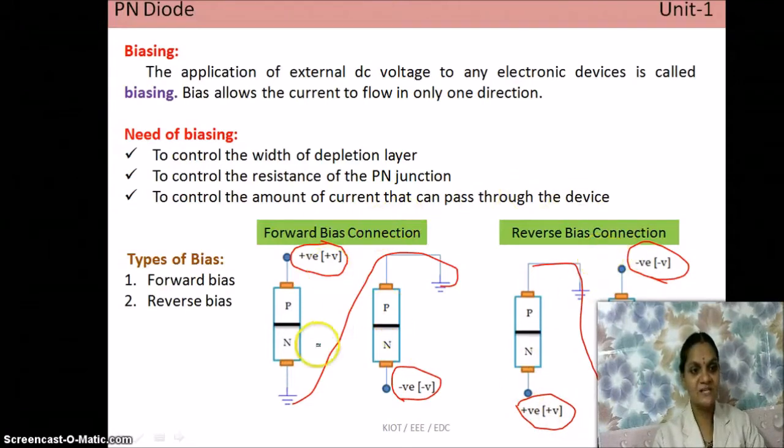Whereas in forward bias, we are doing it with the same polarity. P type, having majority carriers holes, positive charges, is connected to the positive terminal. N type, negative charges, is connected to the negative terminal. We are doing it in the same way. So this is forward bias and this is reverse bias.